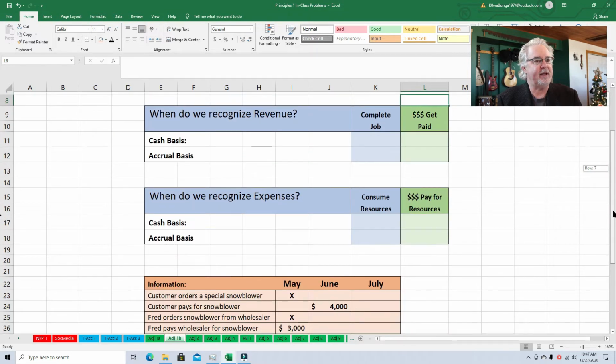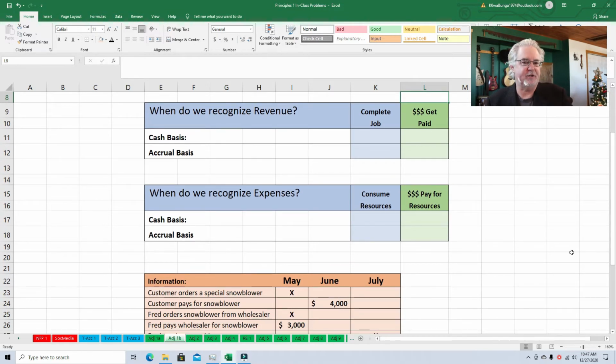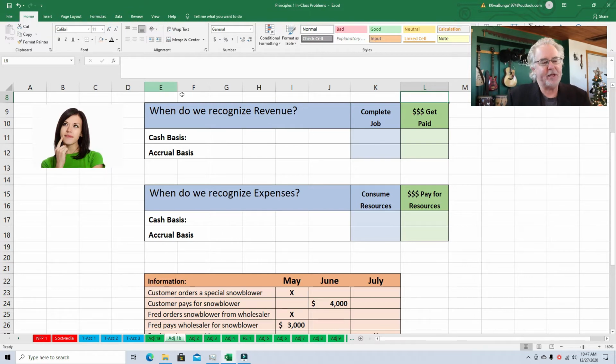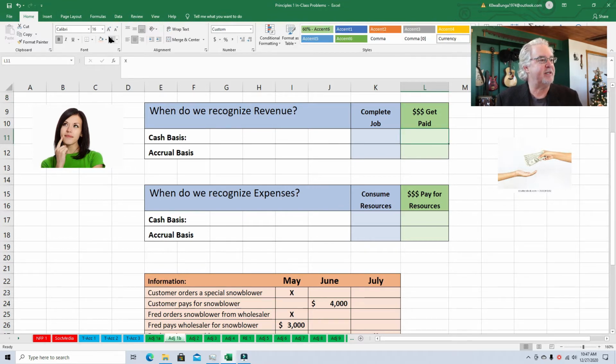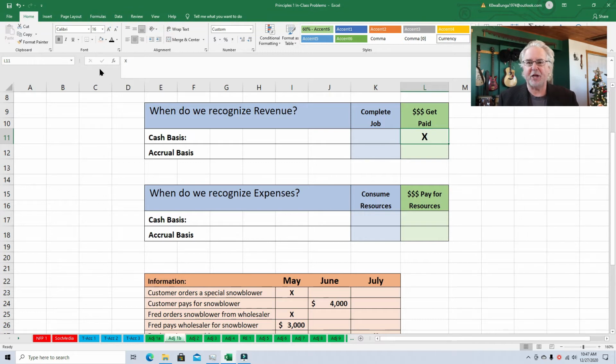So we got to answer a couple of questions here first so we know what we're doing. So when do we recognize revenue? Well, on the cash basis, it's really easy. When money comes in, when we receive money, when we get paid. That's the cash basis. Now, the reason why taxes are done on the cash basis is because the IRS believes the best time for you to share money with them is when you receive money. So that's why taxes are, for the most part, done on a cash basis.